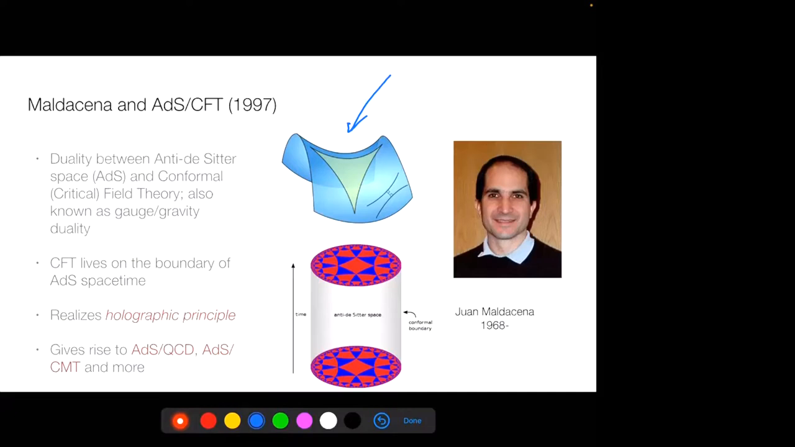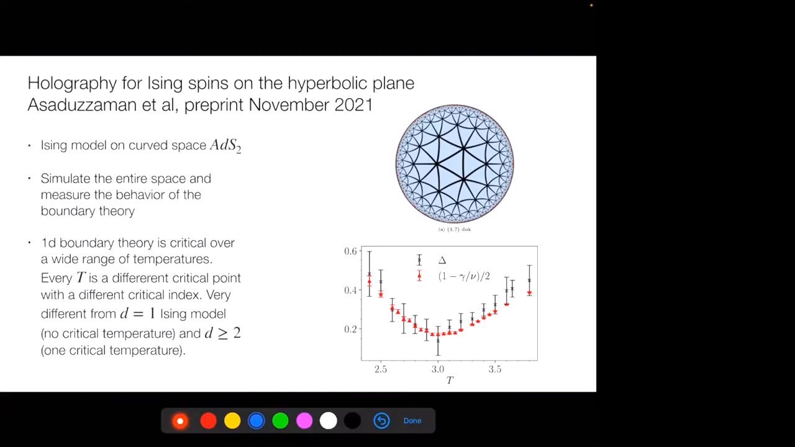And Maldacena's work, although still a conjecture technically, has passed a lot of consistency tests and has been applied to QCD, the theory of quarks and gluons, to condensed matter physics, and is considered an important tool in the modern physics arsenal. Now, I'm gonna finish up with a talk that I just heard last month.